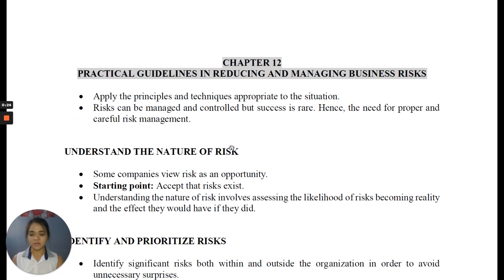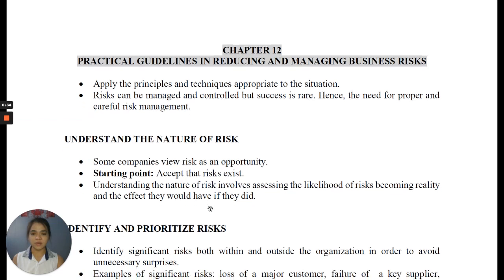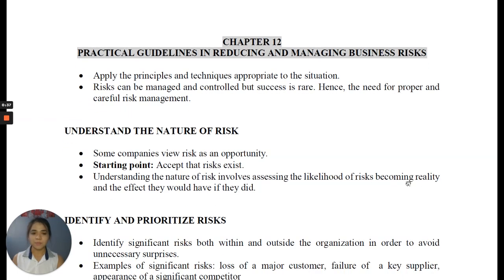Understand the nature of the risk. Some companies view risk as an opportunity. So the starting point is always to accept that risk exists. Understanding the nature of risk involves assessing the likelihood of risk becoming reality and the effect that they would have if they did.